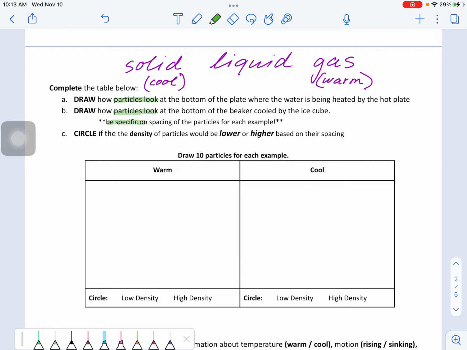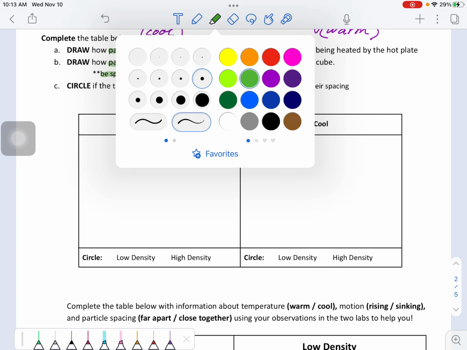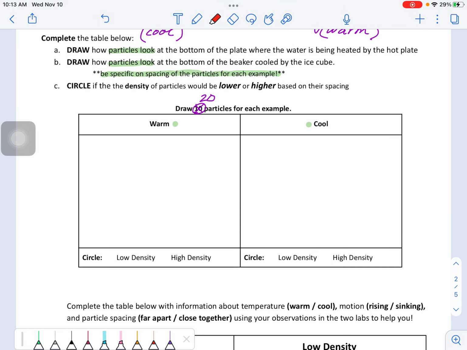So we're thinking specifically about the spacing of those particles for both warm and cool examples. It does tell us here to do 10 particles. We're going to up it a little bit and go to 20 in our example today. So color coding is always helpful when we do these. So I'm going to use my red highlighter for warm, and I want to place my 20 particles here, showing the spacing that happens when you heat an object up. So when you heat up an object, the particles get more excited, they move around more, and they space out.